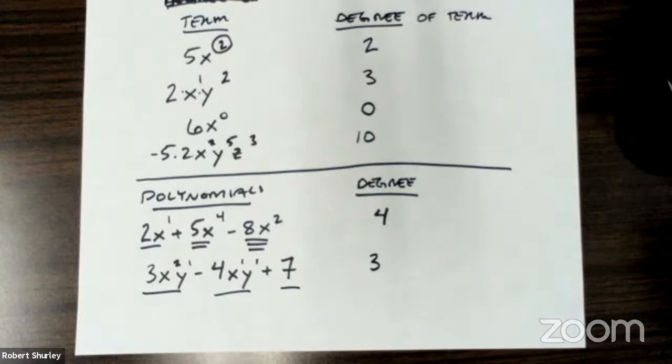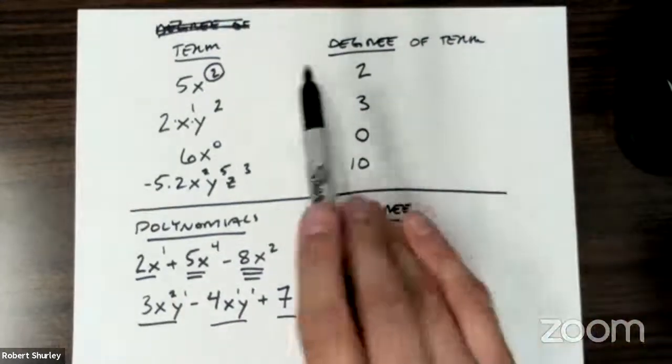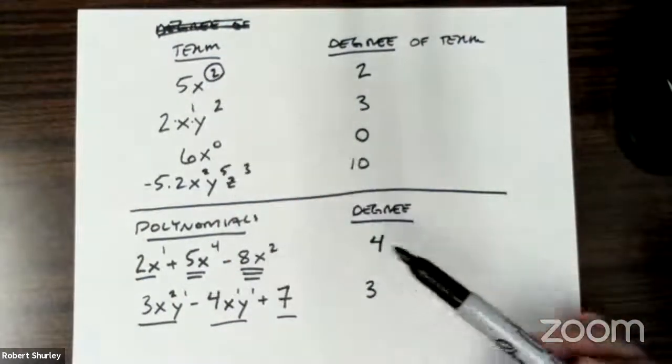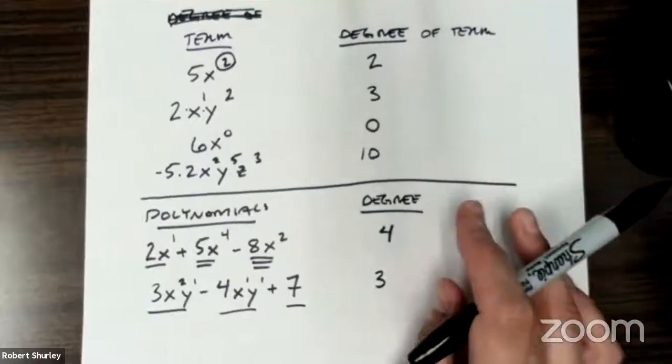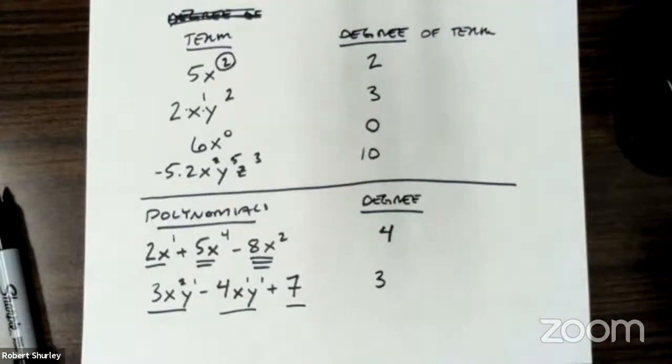Okay? Let's see here. I think that's about it. Do you guys have any questions about terms, degrees, polynomials, degrees of polynomials, definitions of polynomials? It's the first 2 pages in your text, on pages 340 and 341.